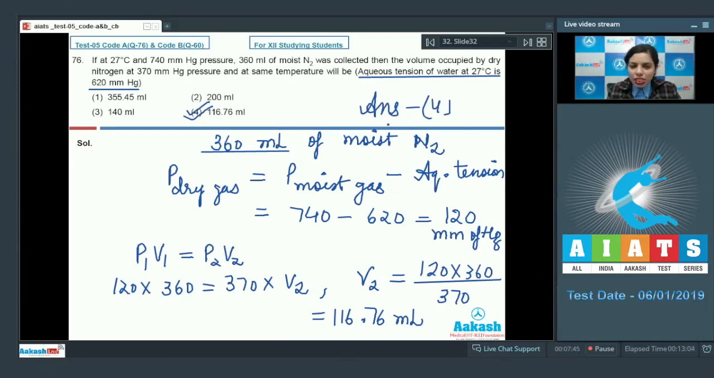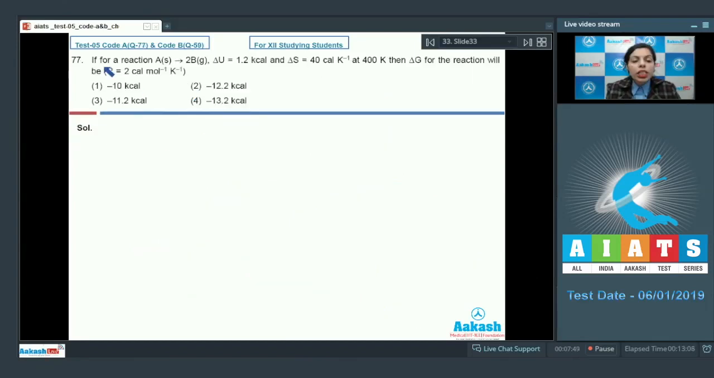I hope this question is clear to you. Let's take next question. Question number 77. If for a reaction A is getting changed into 2B, delta U value is given 1.2 kilocalorie and delta S value is 40 calorie per Kelvin at 400 Kelvin, then delta G for the reaction will be.